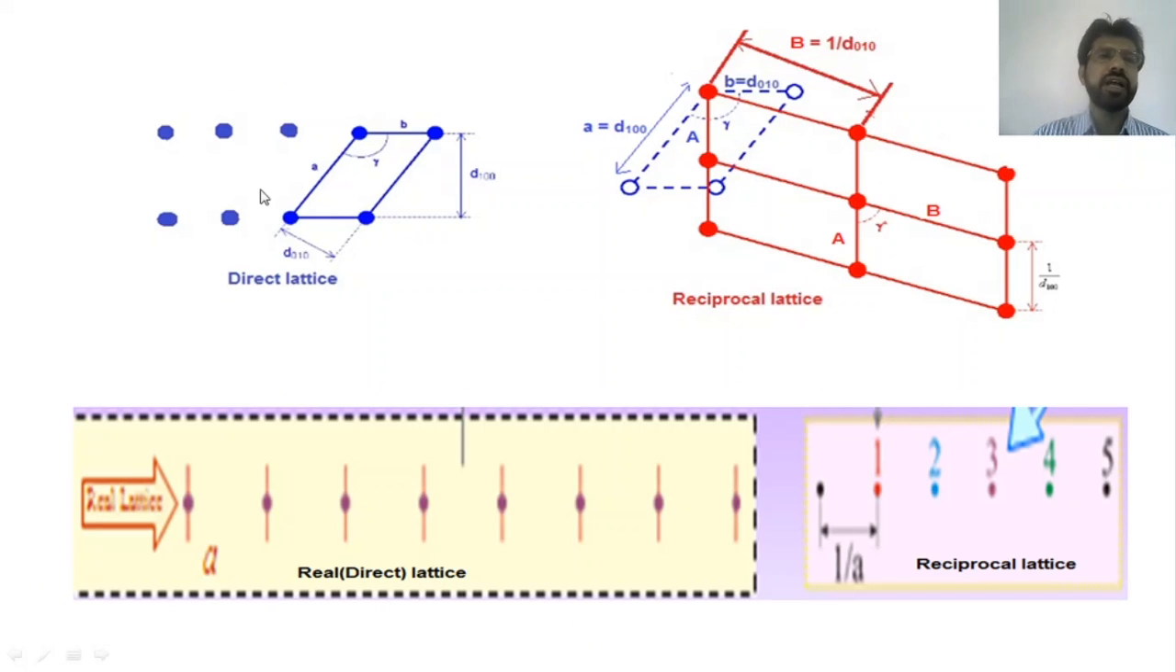Now see here, in case of that, suppose we consider this is the direct lattice. If we draw the reciprocal lattice of this direct lattice, it will look like this. The same thing is here. These are the lattice points in the direct lattice. Now you can see the reciprocal lattice of the direct lattice will be like this. So remember how we can draw the reciprocal lattice in case of any type of direct lattice, in case of any crystalline structure.